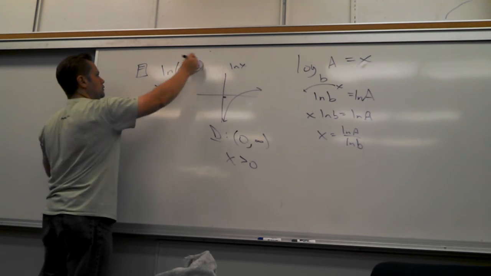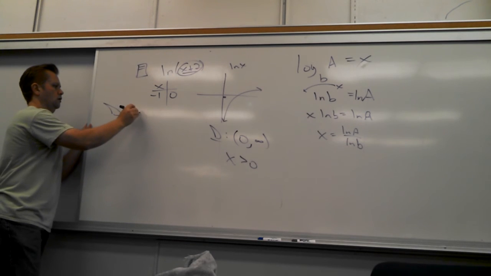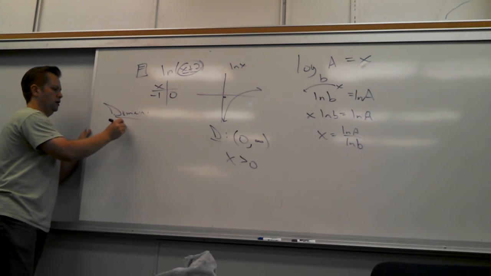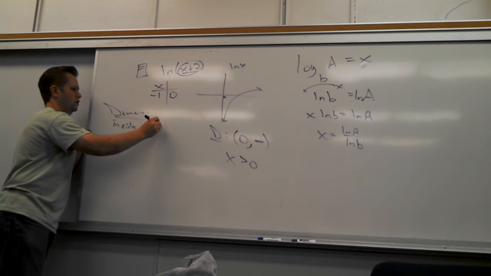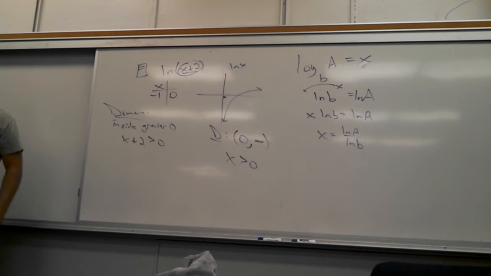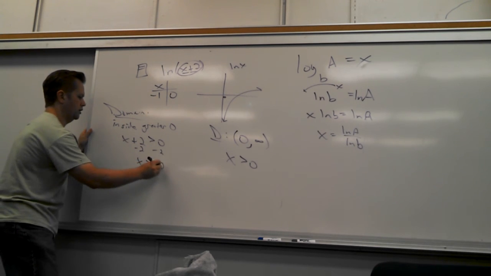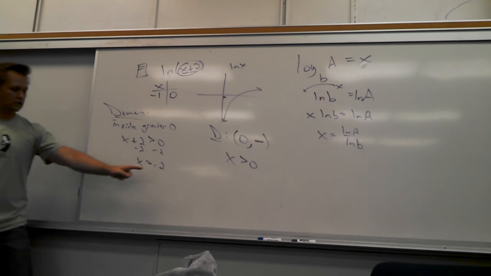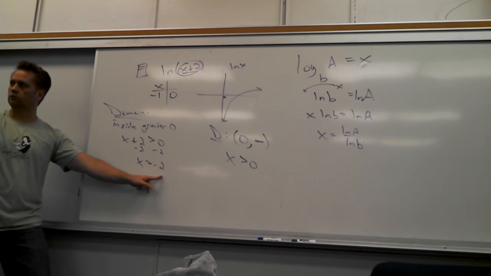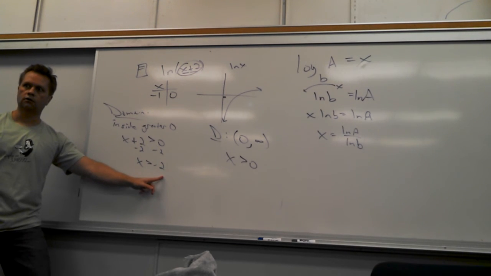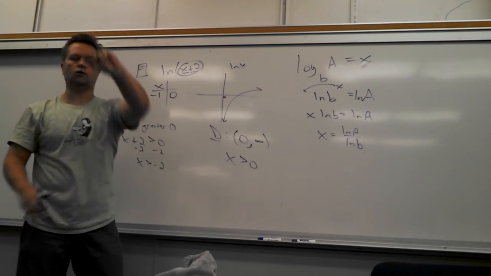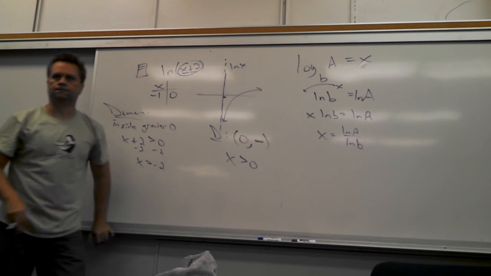So how do I find this one's domain? Whatever's on the inside has to do what? The inside has to be greater than 0. And then you solve. X has got to be greater than -2. So that actually tells you where the asymptote's going to be. The asymptote's going to be at -2. Do you guys understand? So here, x has got to be greater than 0, which means 0 itself is where the asymptote is. It's a wall that says, you cannot go here.